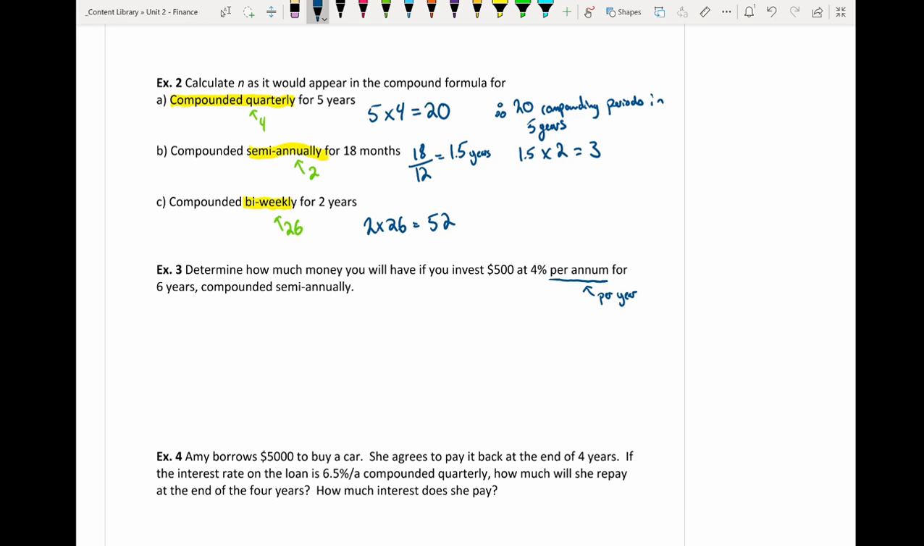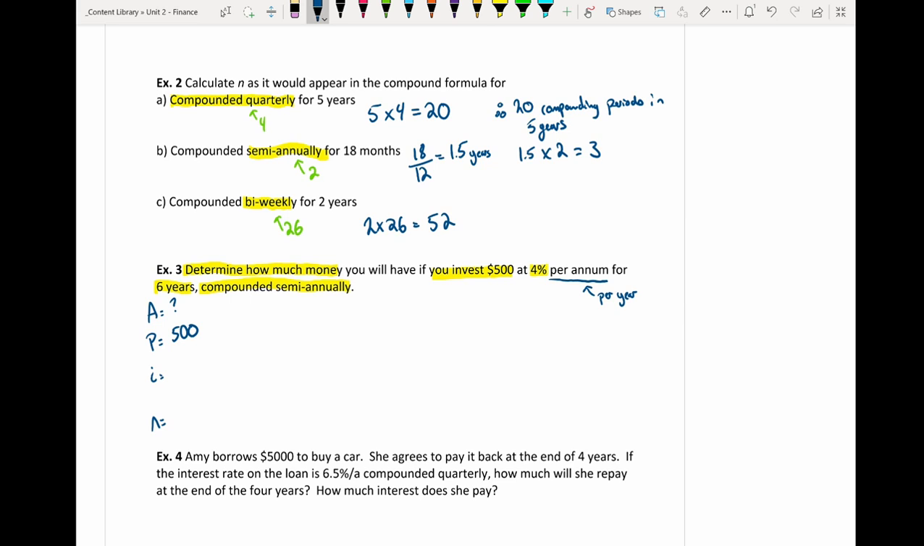So what I want to do is start out with my variables, A, P, I, and N, and go through the question and try to find my information. First part is determine how much money. That means we are looking for the future amount, so I don't know my A value. How much money you will have if you invest $500: that is my starting amount, or my principal. So P is 500, at 4% for 6 years, compounded semi-annually.